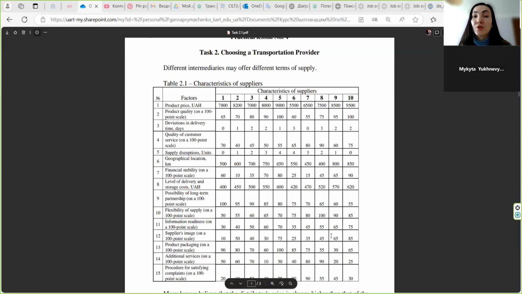Okay, you have a question, yes? It's not position 9, it's position 8, level of delivery and storage costs. Okay, for your level of delivery and storage costs. Yes, in this position it is about price, and our company maybe wants to pay less. So we find the least sums in this rating, and it will be the best for our company.